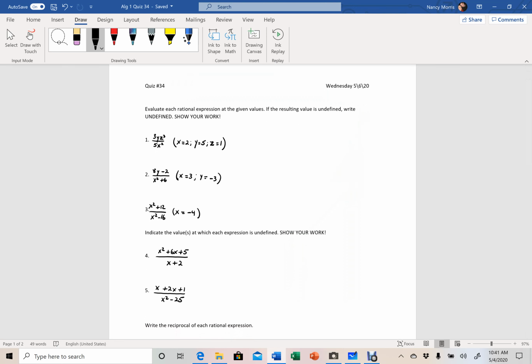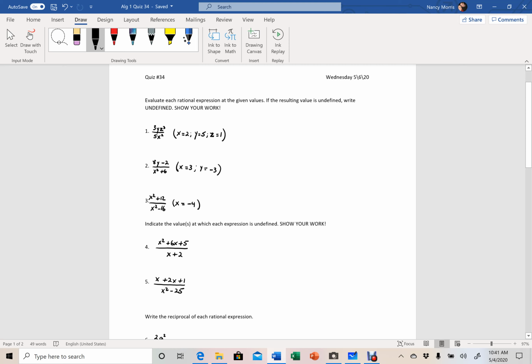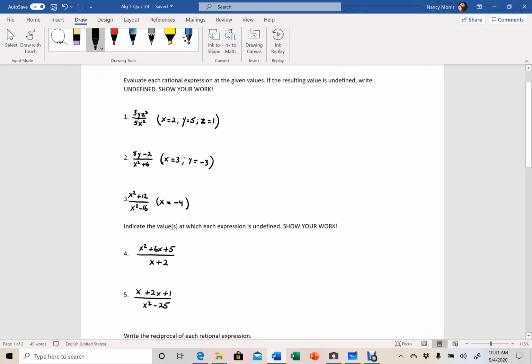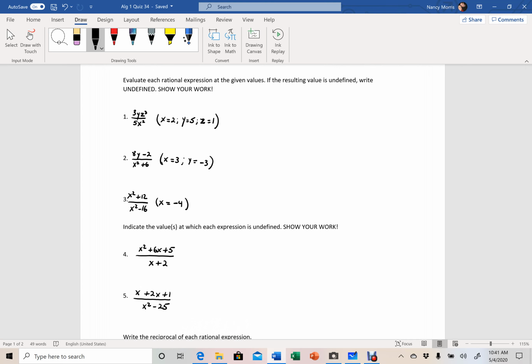The first section is to evaluate each rational expression at the given values. If the resulting value is undefined, write undefined. Show all of your work. So here's our first one, 3yz cubed over 5x squared. X is going to represent 2, y is 5, and z is 1. Then we have 8y minus 2 over x squared plus 6. X equals 3, y equals negative 3. And then number 3 is x squared plus 12 over x squared minus 16, where x equals 4.